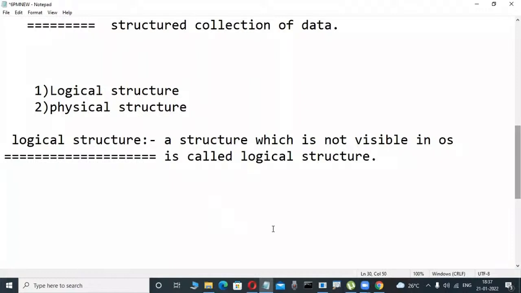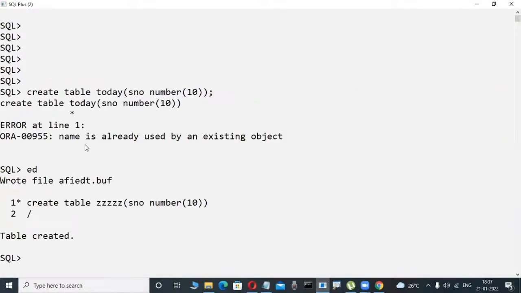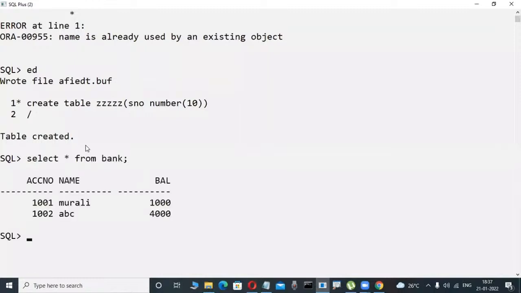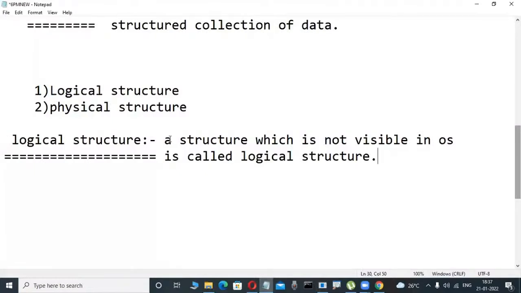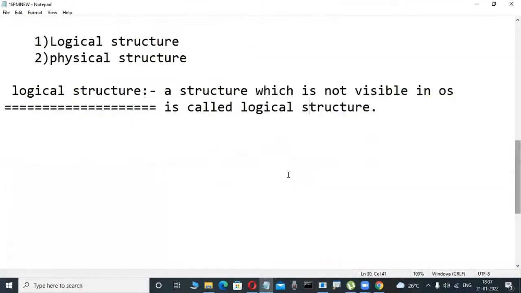That's why when you create a table, we are unable to view it in the C drive, D drive like that only. But where is it visible? Yes, in the database. This is a database only, don't worry. In this database only, it is visible. So those tables are visible in the database. That is not visible in your C drive, D drive like that. That's why a structure which is not visible in the operating system is called a logical structure.